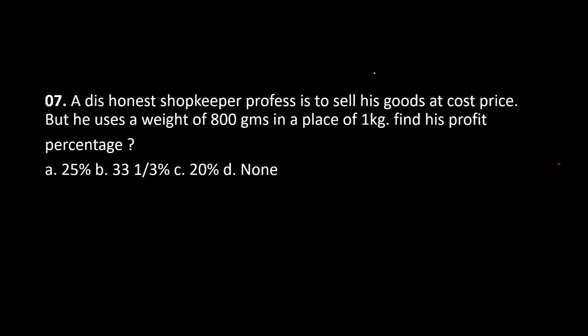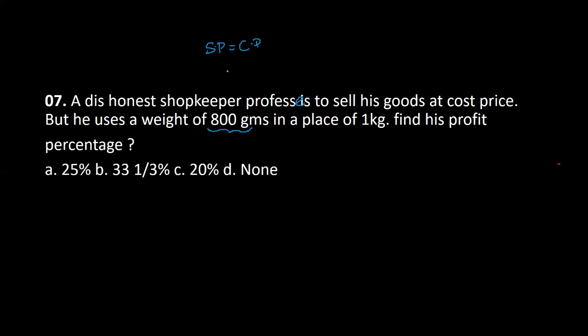All right. The next question. A dishonest shopkeeper professes to sell his goods at cost price. But he uses a weight of 800 grams in place of 1 kg. Find his profit percentage. That's cheating, right? He's saying that he's going to sell at cost price itself. Selling price will be equal to cost price, he's saying. But instead of weighing 1 kilo, he's weighing 800 grams.